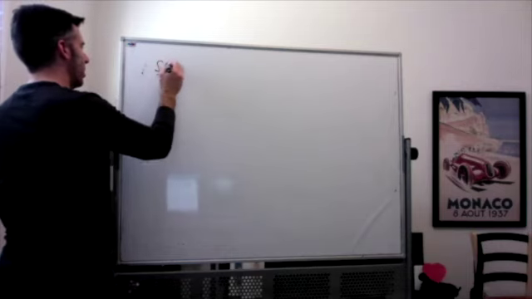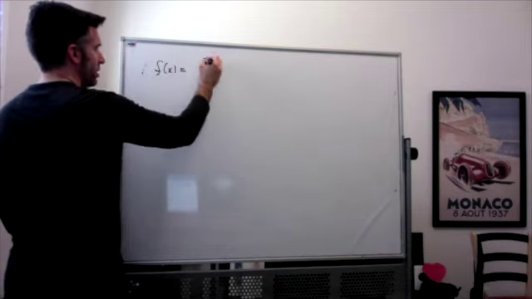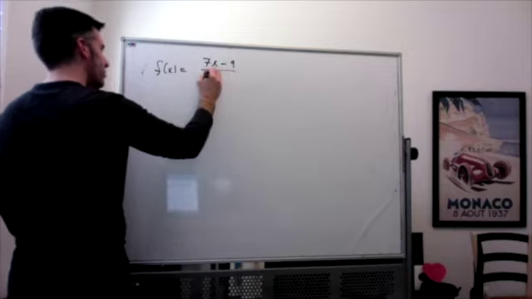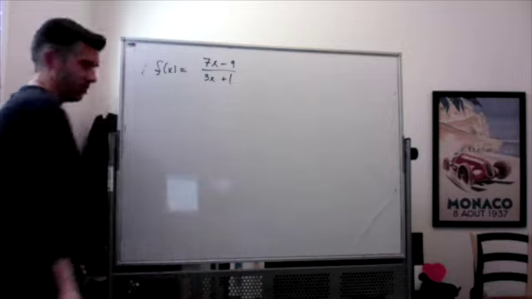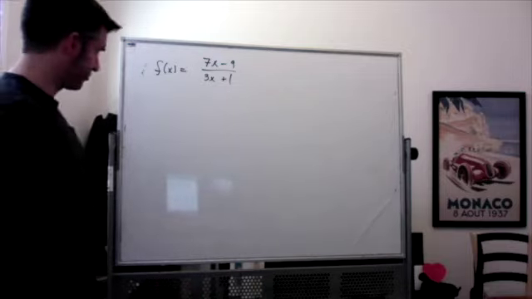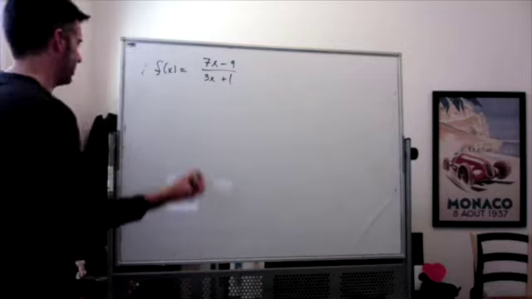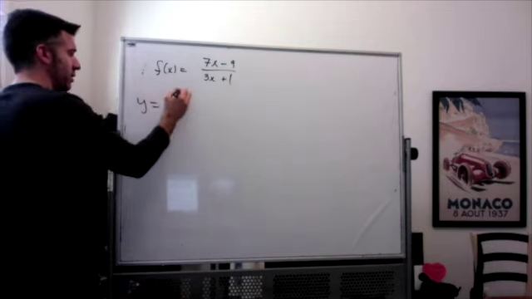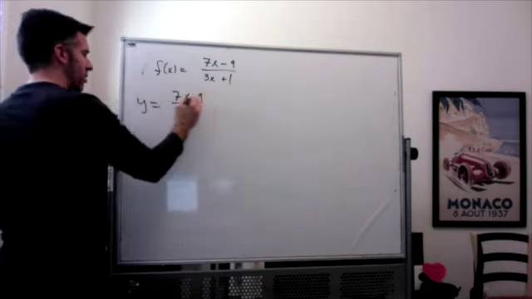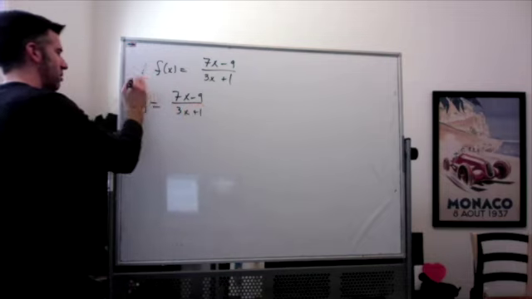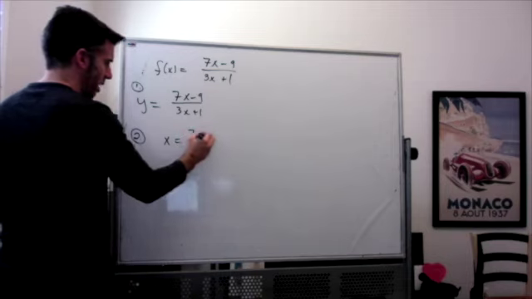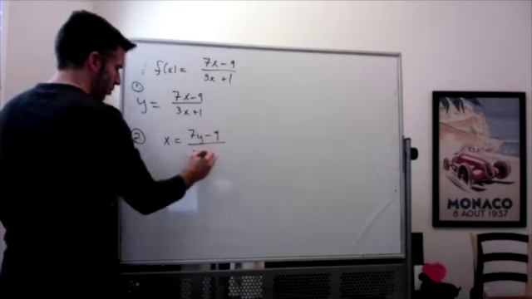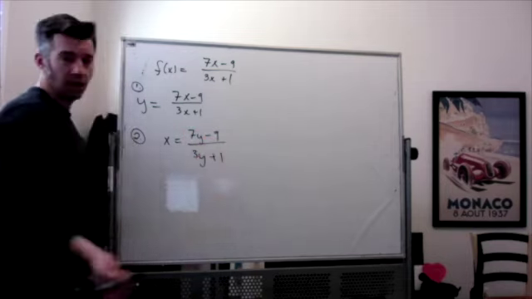Let's say our function was, I don't know, 7x minus 9 over 3x plus 1. How exciting. Process pretty much the same. So you're going to have y equal to (7x minus 9) over (3x plus 1). And then we're going to interchange: x is equal to (7y minus 9) over (3y plus 1). Then we're going to multiply both sides by the denominator.